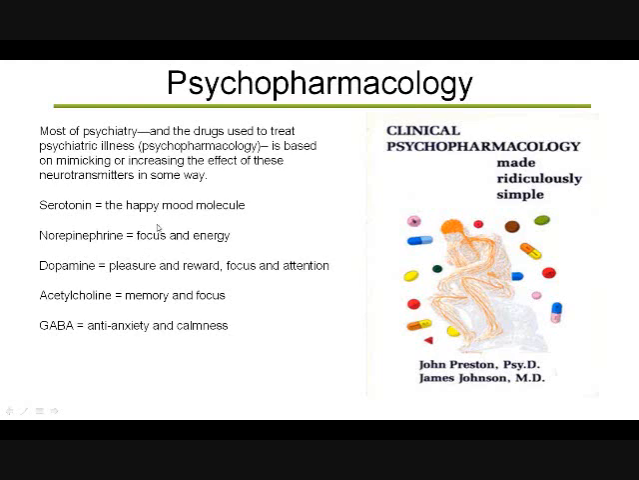Norepinephrine, focus and energy. What's the number one ADD drug? Ritalin. Ritalin increases the amount of norepinephrine, and it also helps with the dopamine, focus and attention. Acetylcholine, almost all the Alzheimer's drugs help to increase. What they do is they slow down the enzyme that breaks down acetylcholine. So when acetylcholine is formed from the foods we eat, there's an enzyme called acetylcholinesterase that breaks it down and metabolizes it.